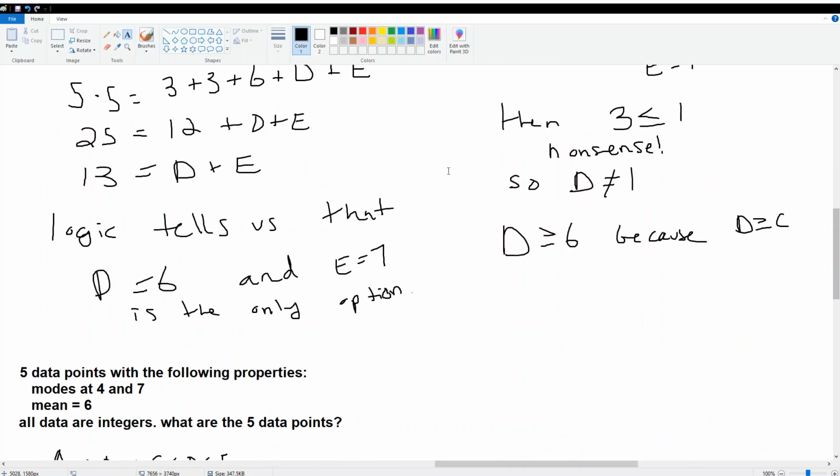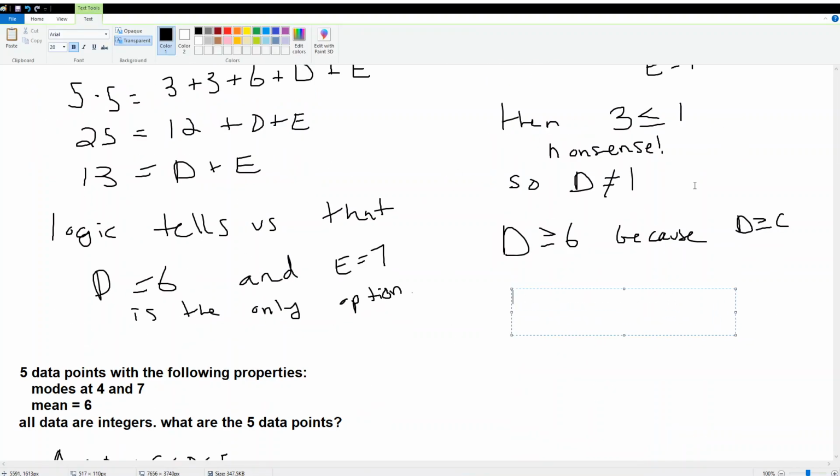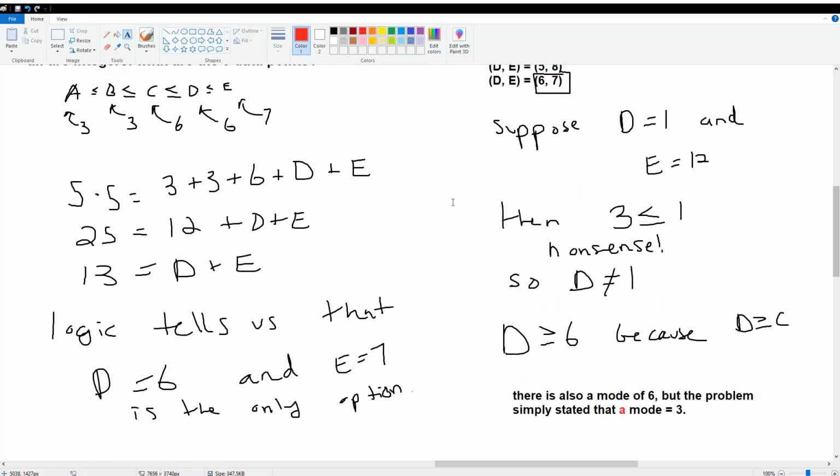This is very straightforward. There is also a mode of 6, but the problem simply stated that a mode equals 3. So here I'll put that in red. The problem didn't lie. You should have all the information, but you didn't need it.